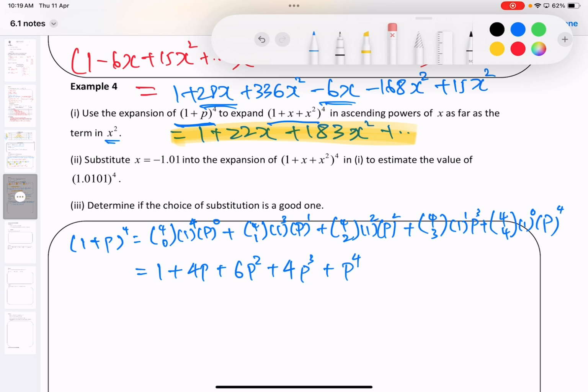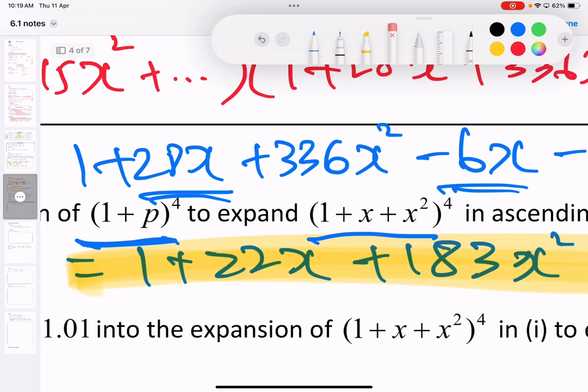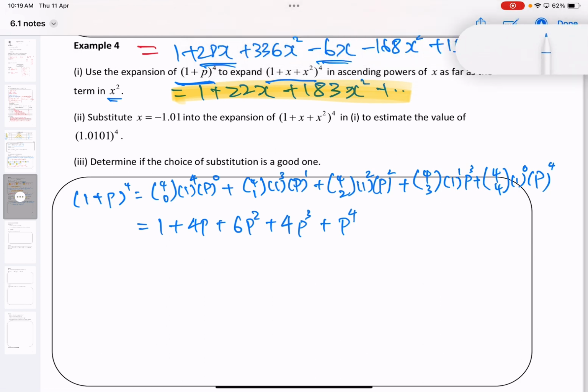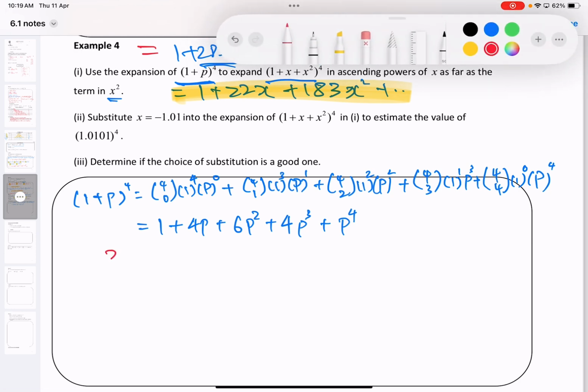Okay, are you guys done until here? If you are done until here, now let us think. Since this is basically a hence question, if they are asking you to use this expansion to expand this, that means you need to figure out what the value of p is. So if you compare these two terms, let me zoom it in, what do you think p is? x plus x squared. So you can see here that your p in this question is x plus x squared.